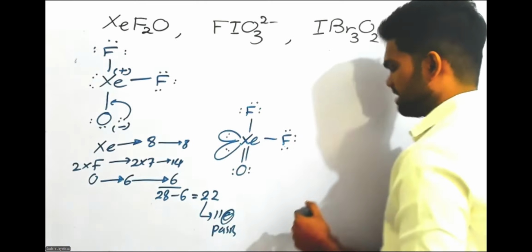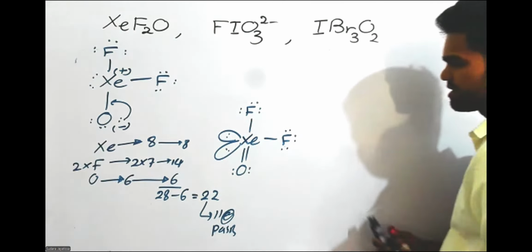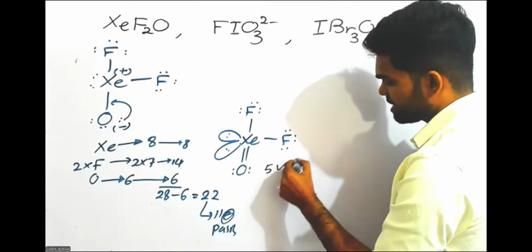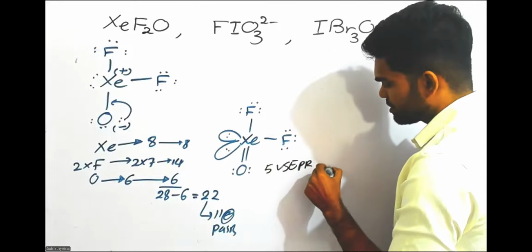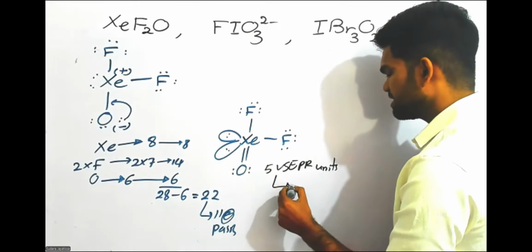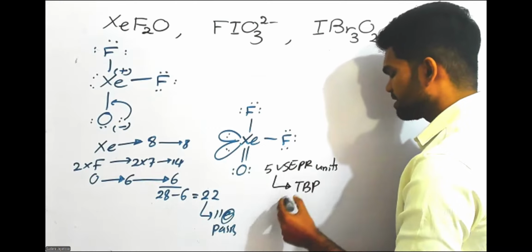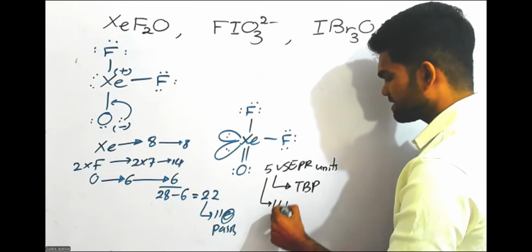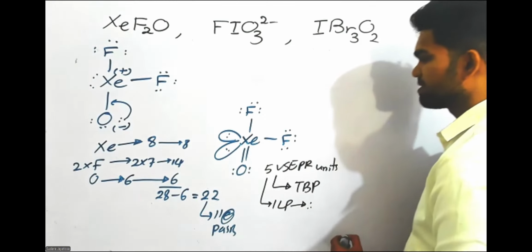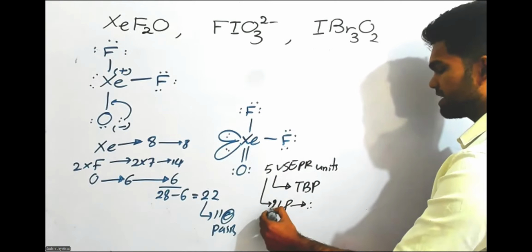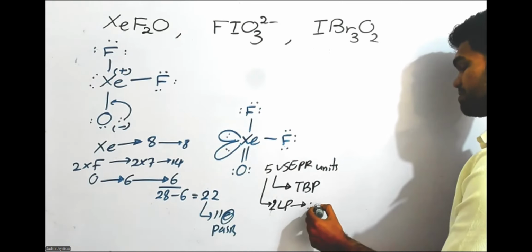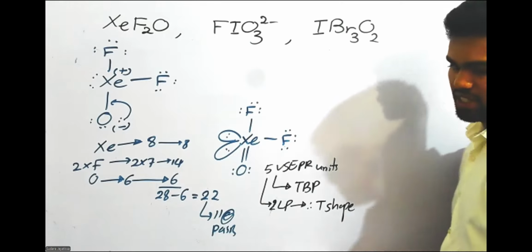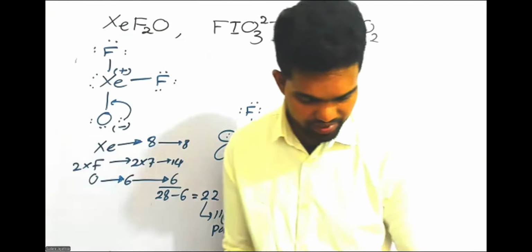You can see how many repulsion units are around this. There are 5 VSEPR units. If there are 5 VSEPR units, it is trigonal bipyramidal. Then, if one lone pair exists... sorry, not one lone pair, 2 lone pairs are existing. Therefore the shape is T-shape.